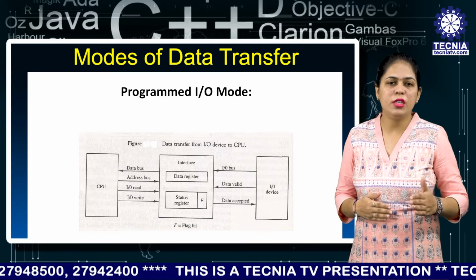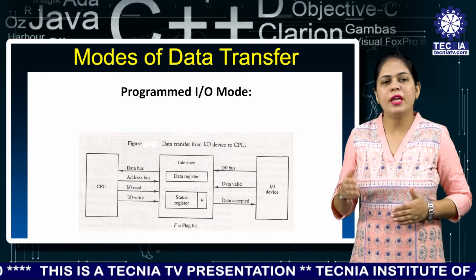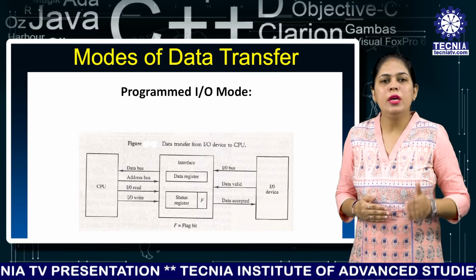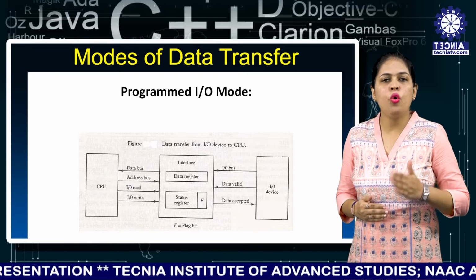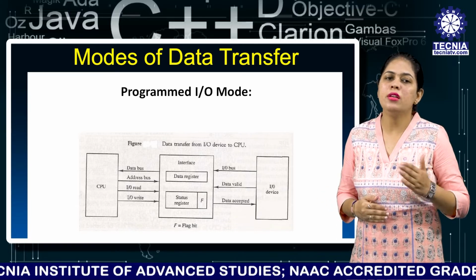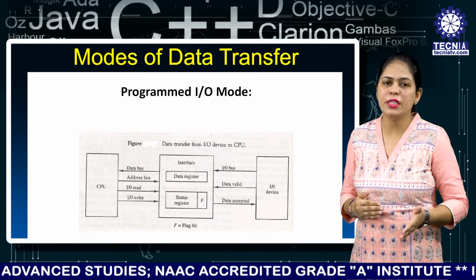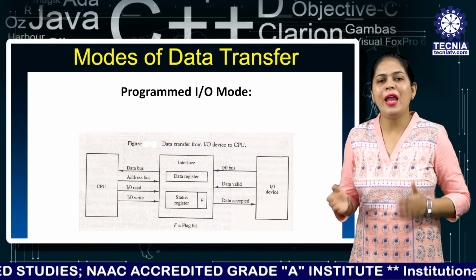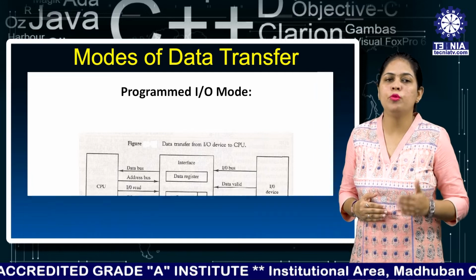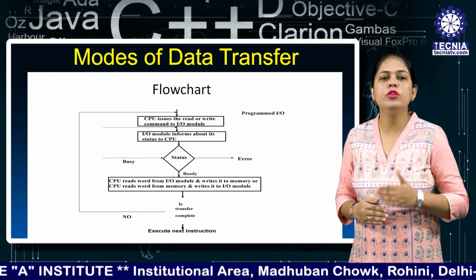The transfer of data requires three instructions. First is read the status register. Second is check the status of the flag bit and branch to step 1 if not set or to step 3 if set. Next is read the data register. In this technique, the CPU is responsible for extracting data from the memory for output and storing data in memory, as shown in this diagram. This is the flowchart of programmed input output.